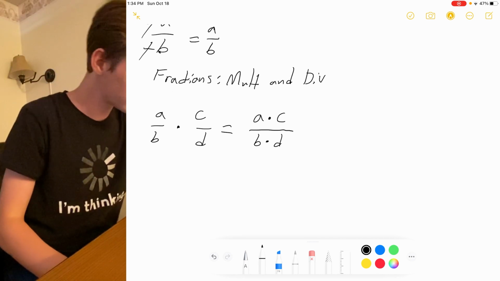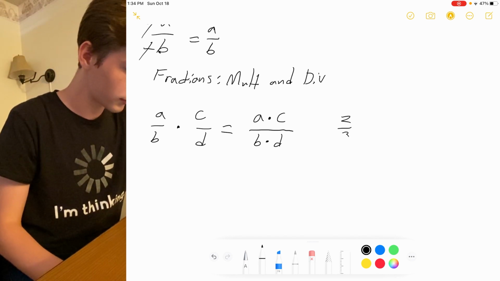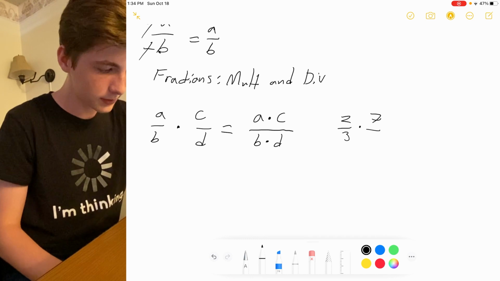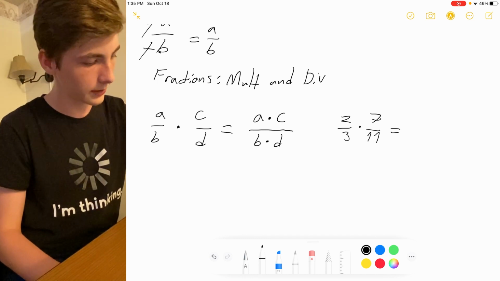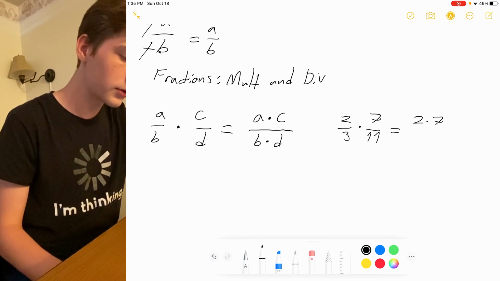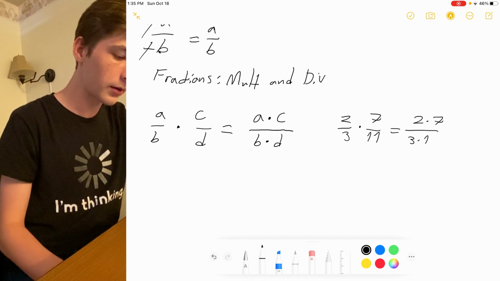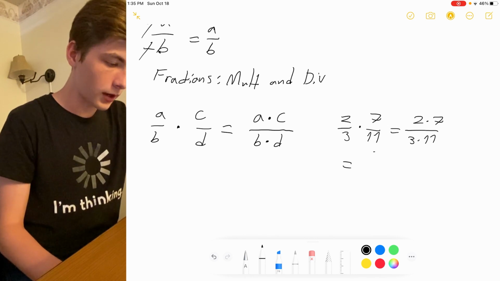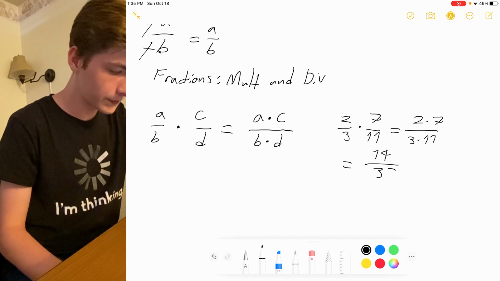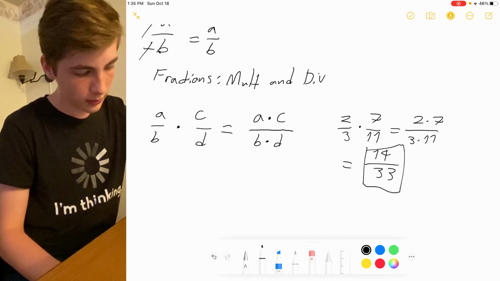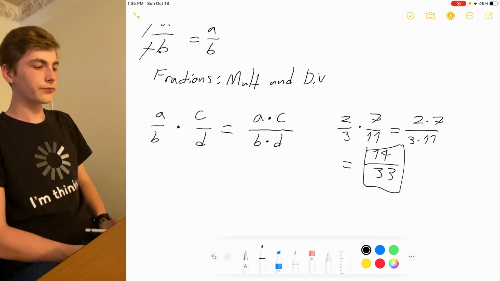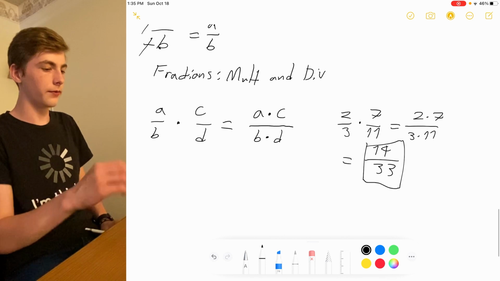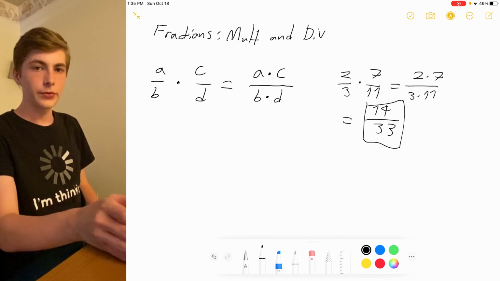Let's give an example here. I have 2/3 times 7 over 11. Well, this is going to be the same as we multiply the numerators, 2 times 7, and then we multiply the denominators, 3 times 11. And so that's going to equal 14 over 33, right? That's how you multiply fractions. Super easy to do. I think this will not be something you'll struggle with that much.